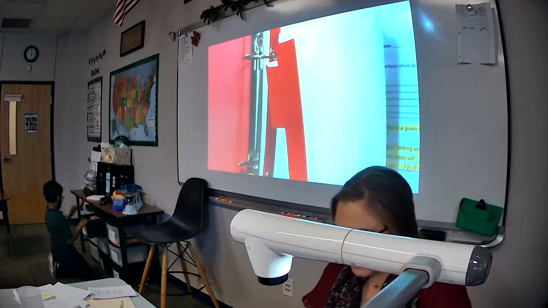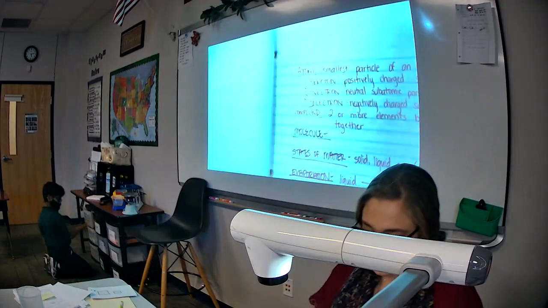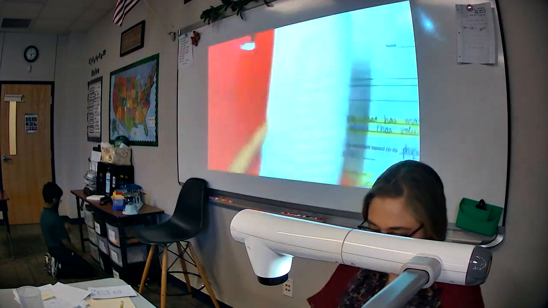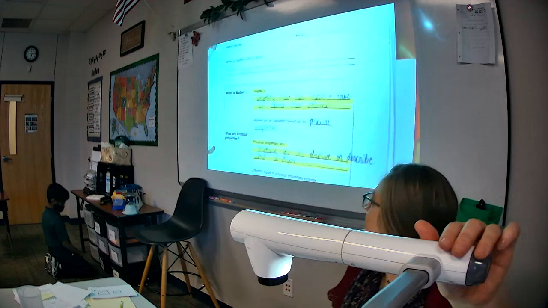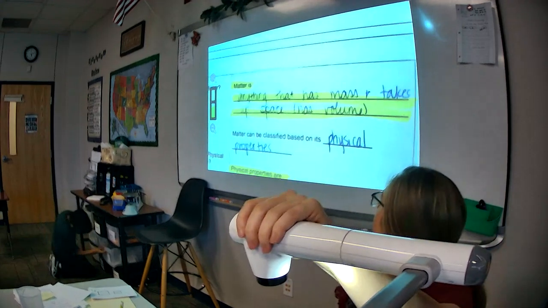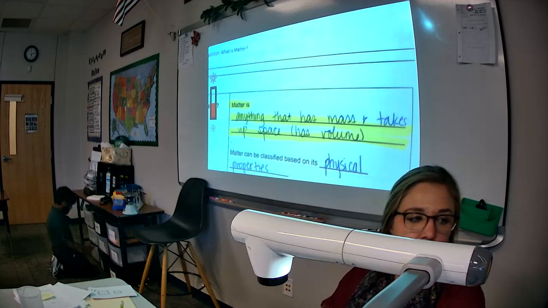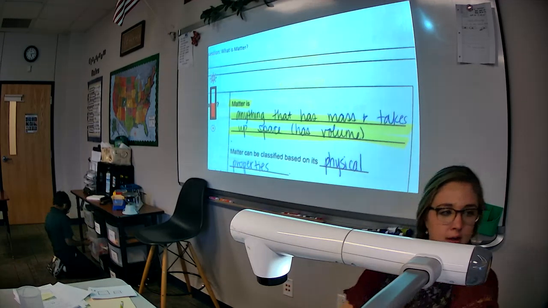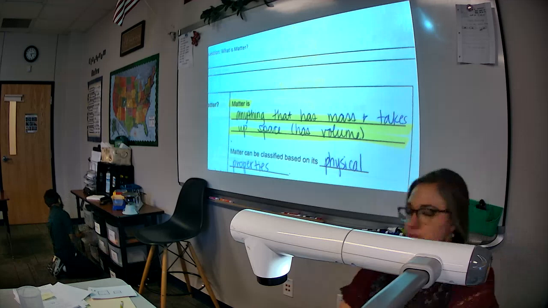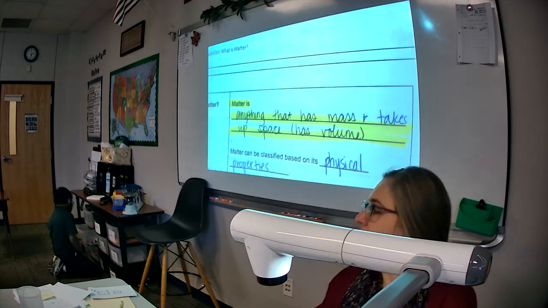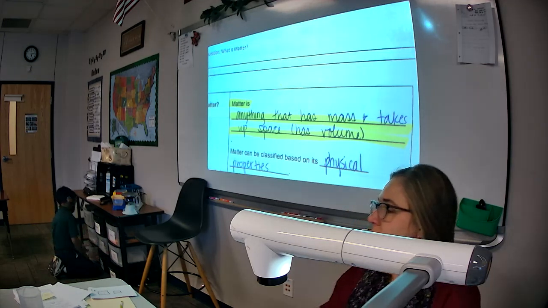Okay, notes number 1. Starting with states of matter. First thing you need to highlight is the definition of matter. Matter is anything that has mass and takes up space.